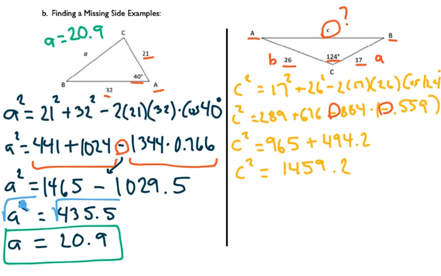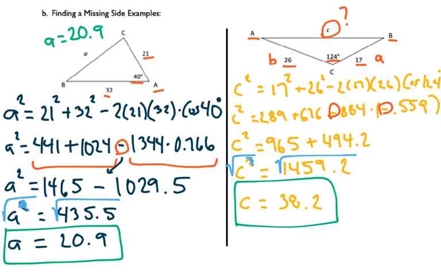Now, exact same situation as the last problem. We are left with c squared equals some number. How do I get c by itself? I need to take the square root of both sides. That gets rid of the squared, and I'm left with c equals the square root of 1,459.2, and that gives me 38.199476. So that rounds up to 38.2, and that is my solution.